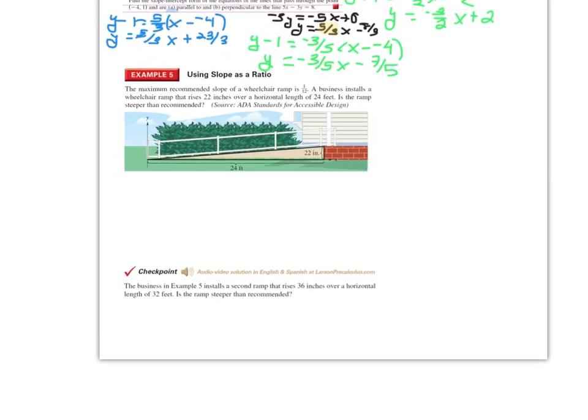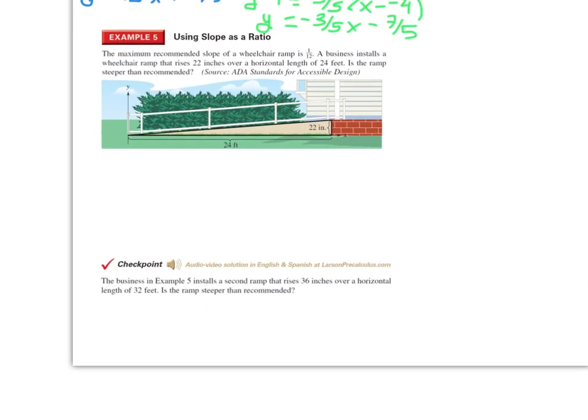So, move myself up so I have some room. The maximum recommended slope of a wheelchair ramp is 1/12. A business installs a wheelchair ramp that rises 22 inches over a horizontal length of 24 feet. Is the ramp steeper than the recommended 1/12, right? So what we need to do is figure out what is the slope of this equation. So all we're doing is looking at it rising 22 inches and running 24 inches.